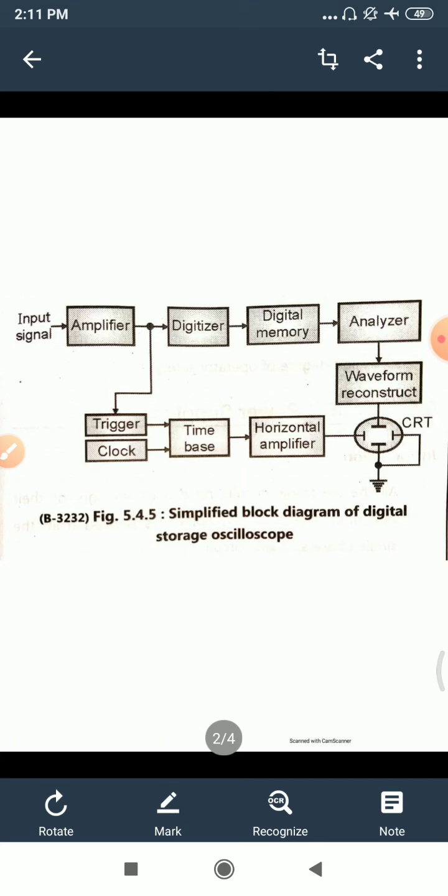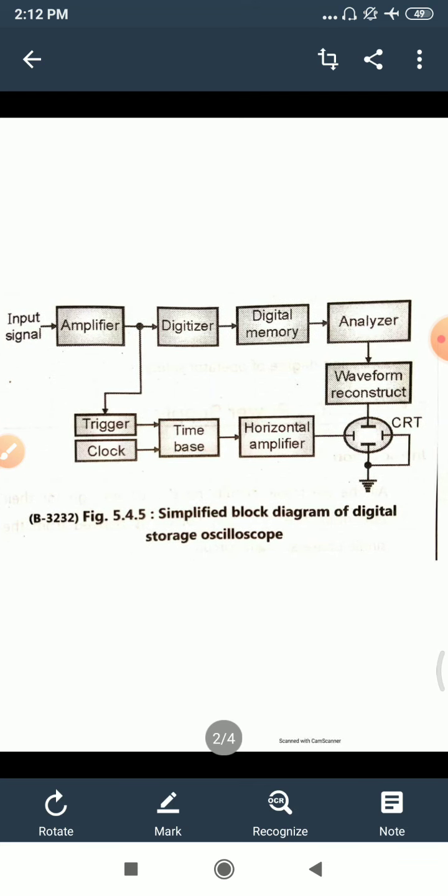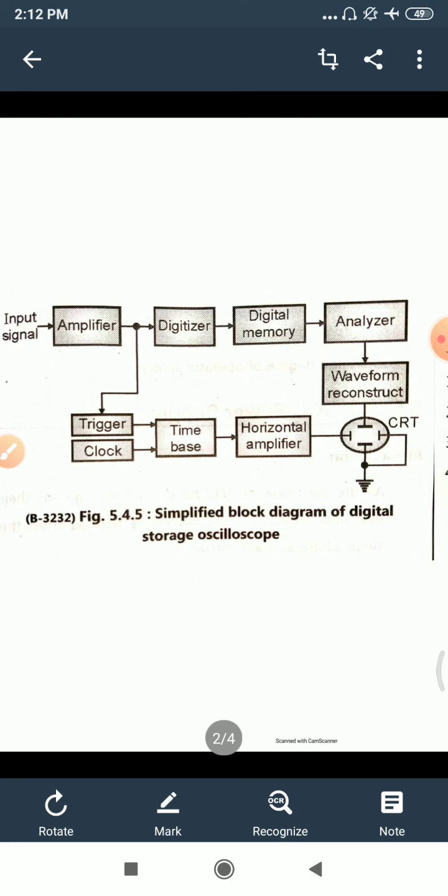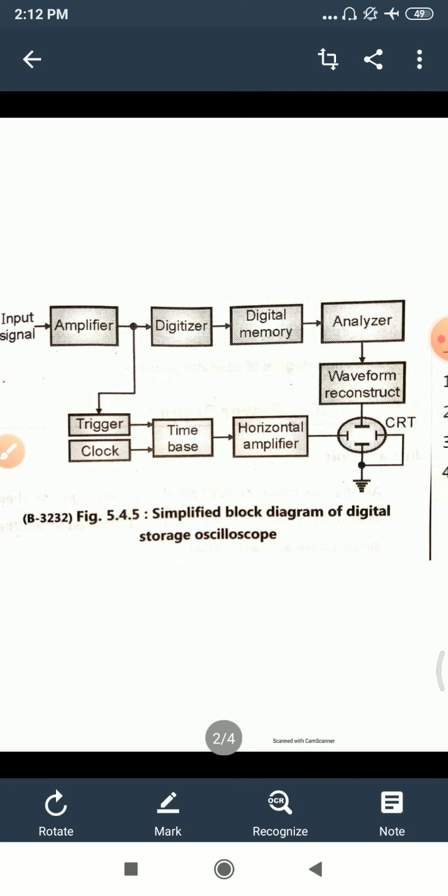So here, by the analyzer block, the input signal will be completely analyzed to produce a variety of information about that signal. That is, what is the time period of the signal, what is the frequency of the signal, what is the duty cycle of the signal. Such different information can be given by the analyzer block.